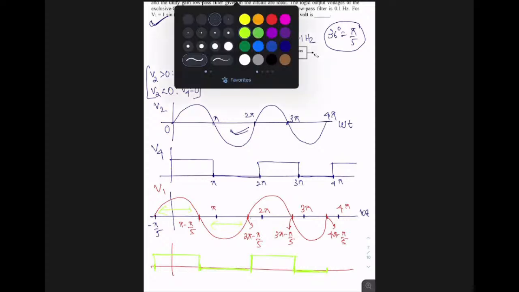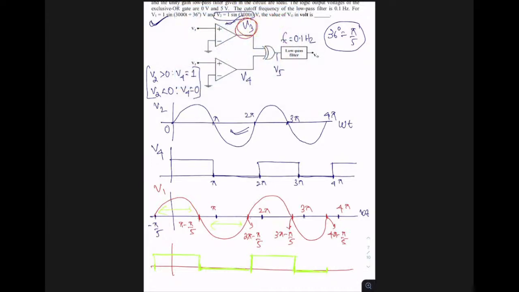So if I ask you to write the corresponding coordinates, this is your minus pi by 5. This is your pi minus pi by 5. This point is your 2 pi minus pi by 5. And this point is your 3 pi minus pi by 5. And the last point is your 4 pi minus pi by 5.